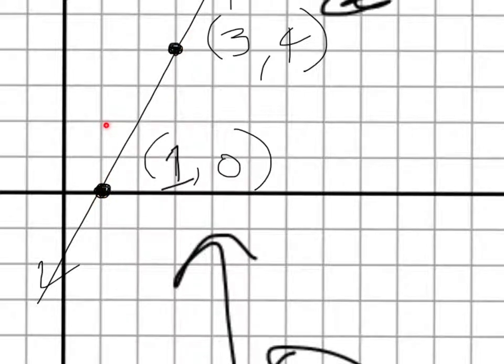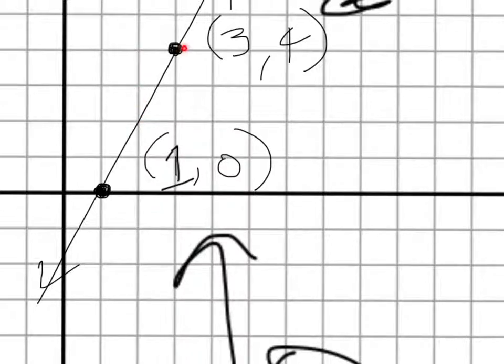For every 2 blocks we go up, we're going 1 to the right on the x-axis: 2 up on the y-axis, and 1 to the right on the x-axis. So that's showing us our slope in graphical form. We figured out how to calculate it using algebra, and we can see by graphing it and looking at it that it is 2 over 1.